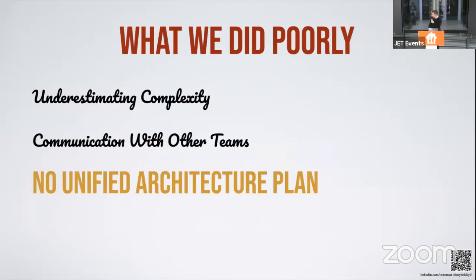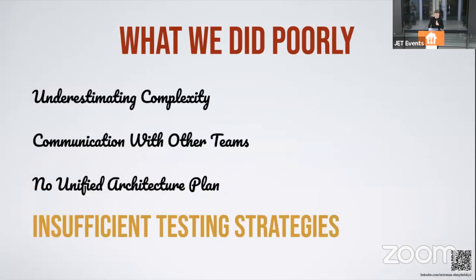No unified architecture plan. Again, underestimating complexity was more about infrastructure and deployment. This was about how services communicate and the macro picture of the whole system. And we definitely messed up here.